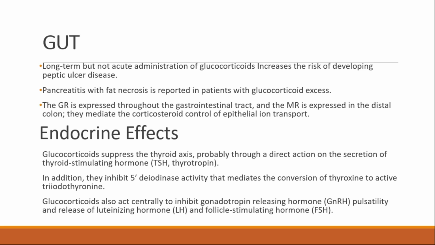Talking about the endocrine effects, glucocorticoids suppress the thyroid axis, probably through a direct action on the secretion of TSH. In addition, they also inhibit 5'-deiodinase activity, which mediates the conversion of thyroxine to active triiodothyronine. Glucocorticoids also act centrally to inhibit gonadotropin releasing hormone and also the release of LH and FSH.